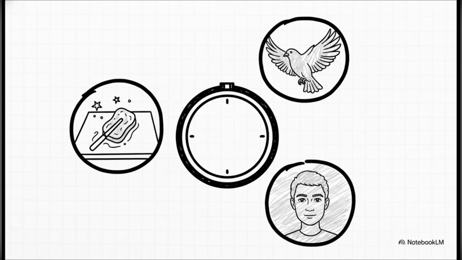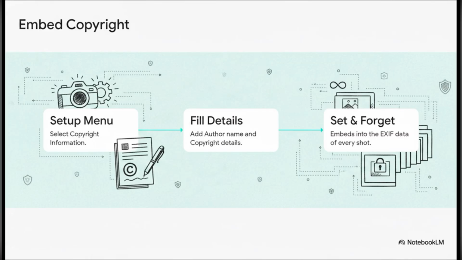Finally, you've got to protect your art. By setting up this really simple copyright tool just one single time in your setup menu, your name gets permanently attached to the metadata of every single RAW file you shoot. It's a true set it and forget it feature that literally every photographer should be using. Though, just as a quick heads up, social media sites do tend to strip this data out when you post, but it's still absolutely worth doing for your original files.